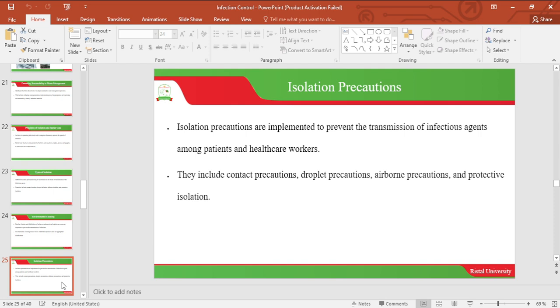Isolation procedures. Isolation procedures are implemented to prevent transmission of infectious agents among patients and also health workers. The isolation procedures include contact precautions, droplet precautions, airborne precautions, and protective isolation.